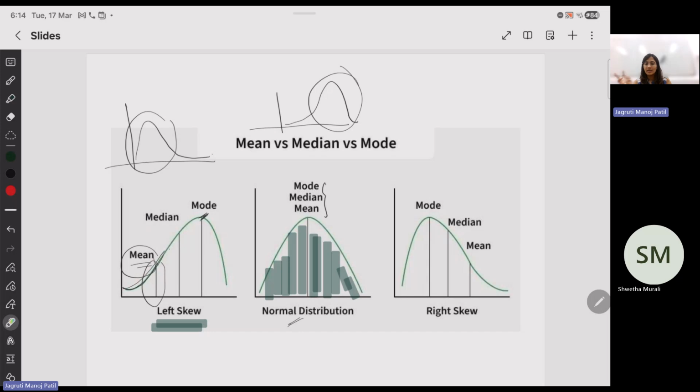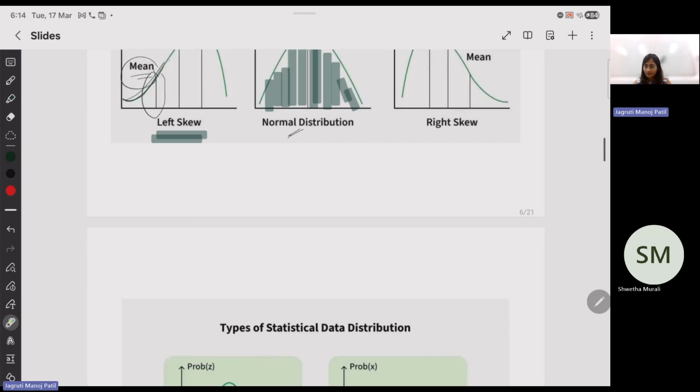So median will always be in between mean and mode, because mode will always take the peak. Average would be somewhere which represents the entire data set. Hence, the median would be in between both of them because it is nothing but dependent on the number of samples that you have. Okay.